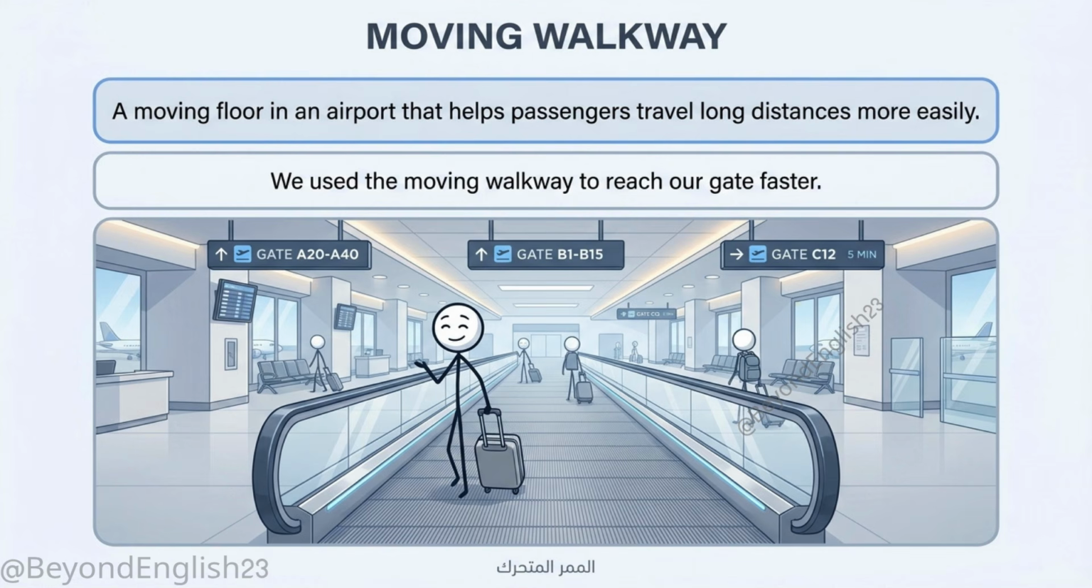14. Moving walkway. A moving walkway is a slow-moving conveyor belt built into the airport floor that helps passengers travel long distances more easily and quickly. Example, we used the moving walkway to reach our gate faster.